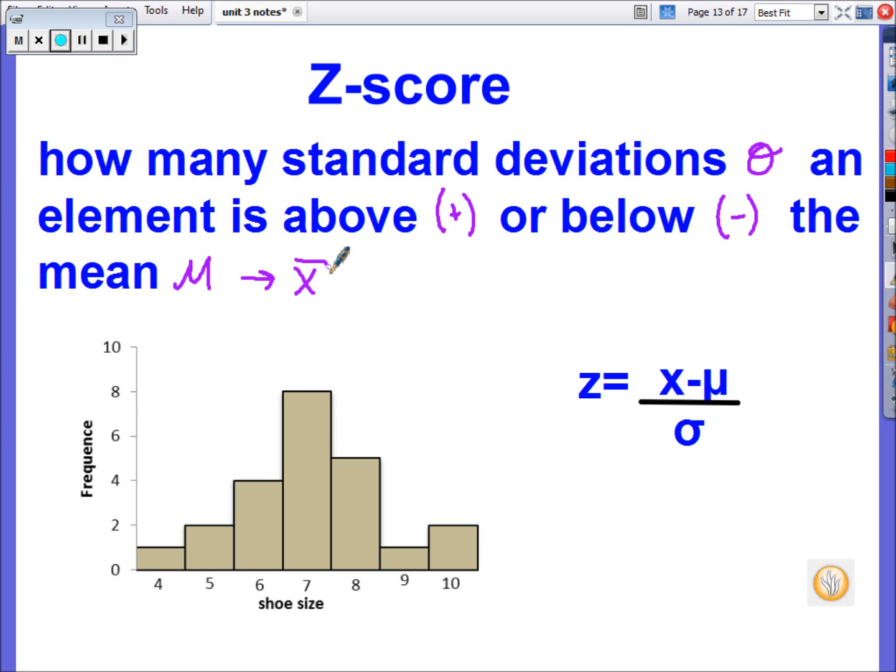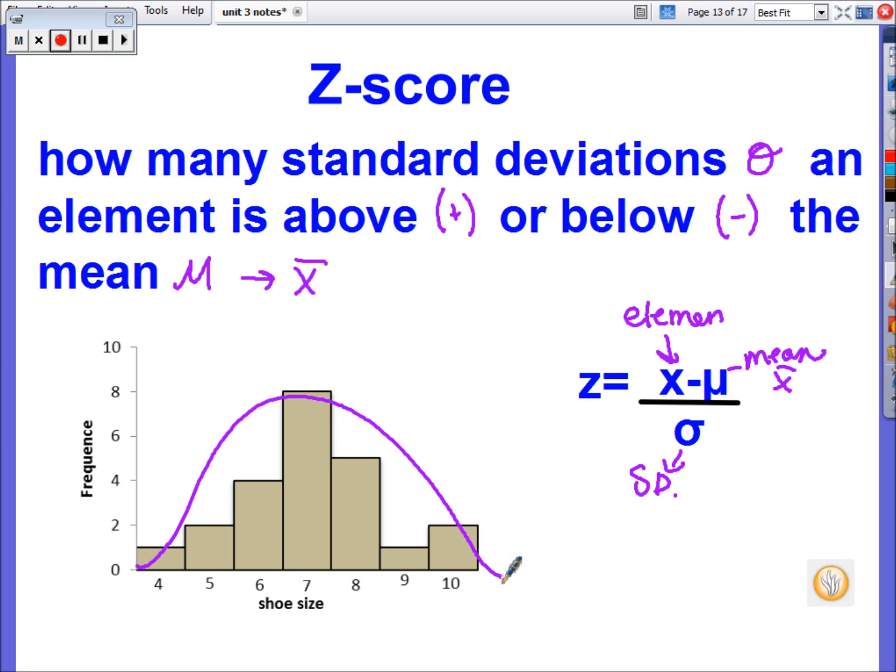So the formula for z-score is z equals x, our element, minus the mean, or x bar, over our standard deviation, our sigma. And the z-score is basically going to tell us, if we had a perfect curve of our data, where our standard deviations would fall.